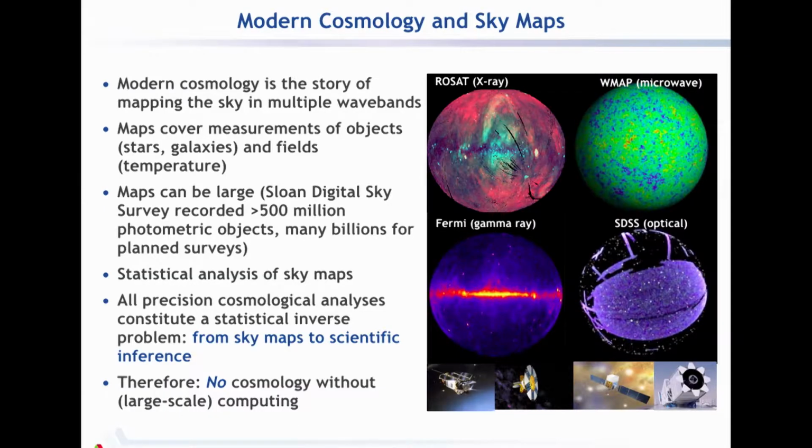And so what we do instead is we observe the universe. We make maps, and we make maps in different wavelengths. What you see up here is 4 different maps. One is in the X-ray. One is in the microwave, one in the gamma ray, and one in the optical. My talk will be mostly focusing on the optical.